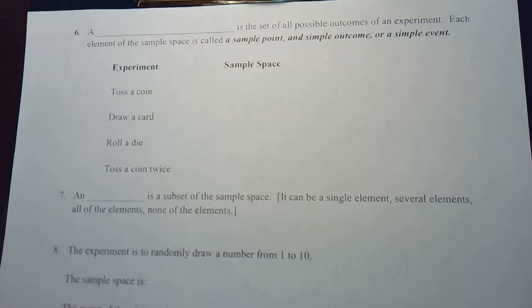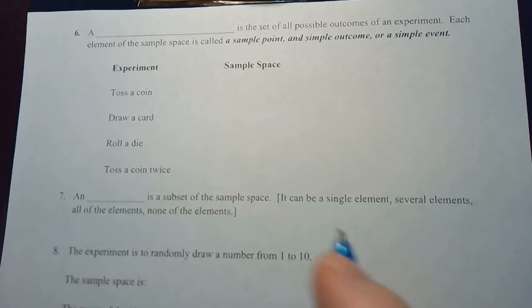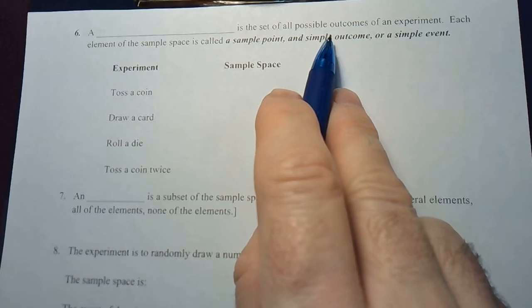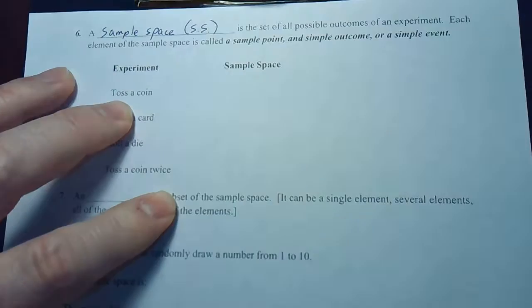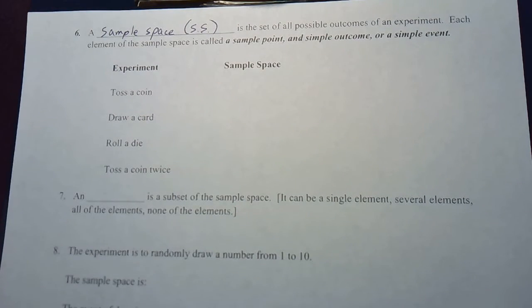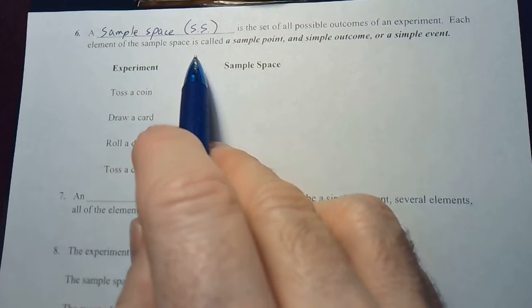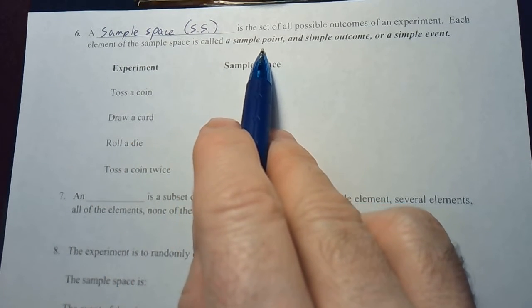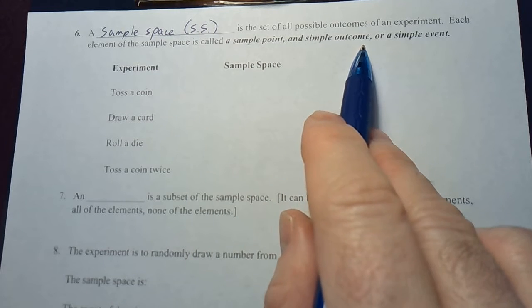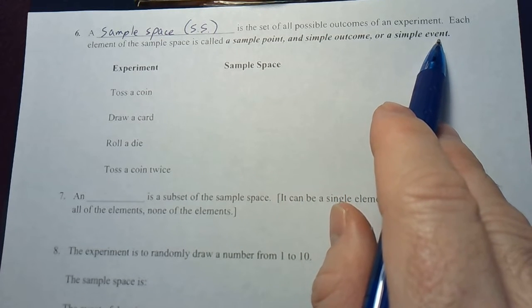Okay, continuing with probability. If you're doing an experiment, then the set of all possible outcomes of that experiment is called the sample space. I'm sometimes going to refer to that as S, the sample space, the set of all the possible outcomes. Each individual element in the sample space is called a sample point, or a simple outcome, or a simple event.